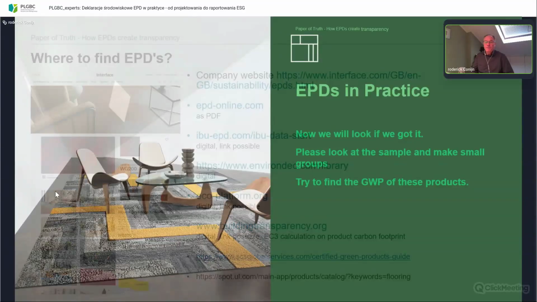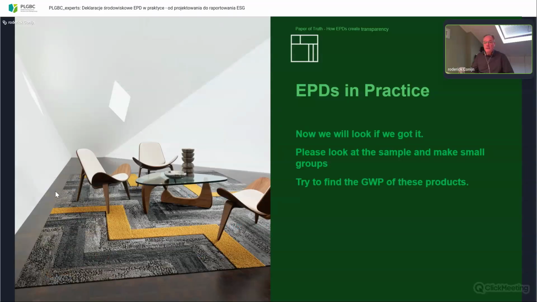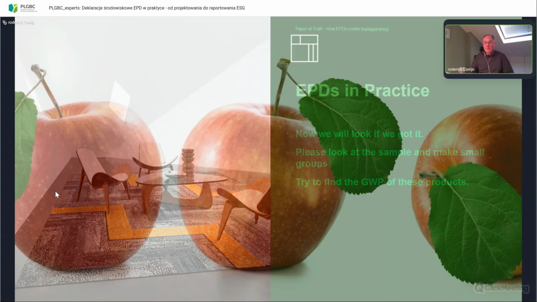So in practice, we'll now have a look at an example on apples with apples and apples with pears, and what that means in practice. So apples with apples.